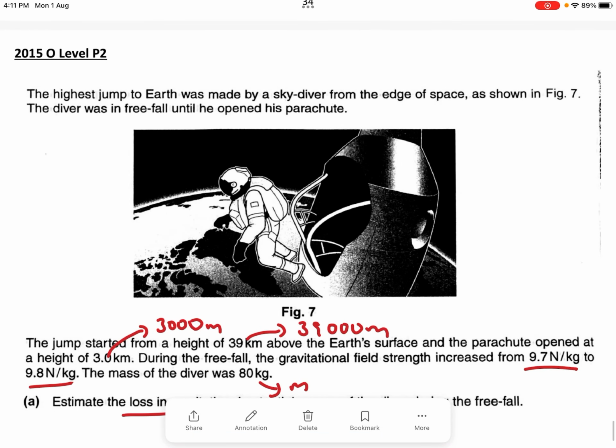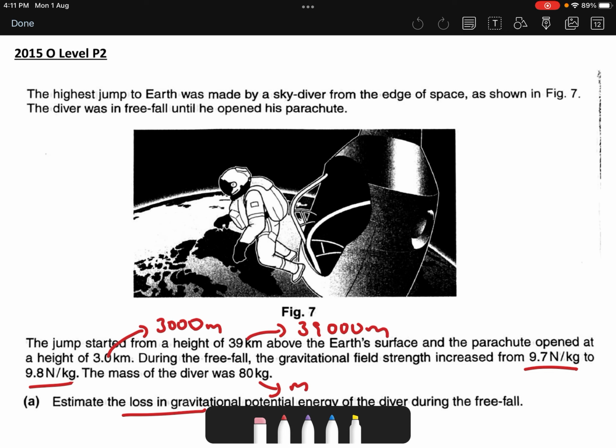Alright, so this is a 2015 O-level paper 2 question. Let's determine what this question is about. The highest jump to Earth was made by a skydiver from the edge of space. So the diver was in free fall. What is free fall? Free fall means there is no air resistance, because you are in space. There's no atmosphere, no air, so there's no air resistance.